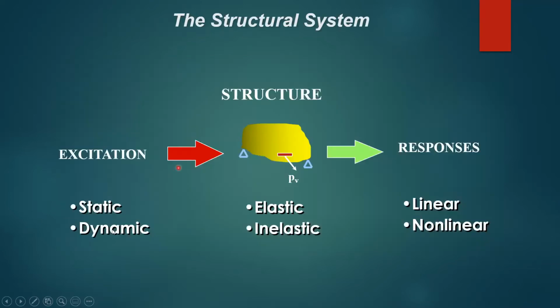It's a combination. Let me draw a row for you. Static can be like this, inelastic, and can be linear. Also, the dynamic can be elastic and can be nonlinear. So it's like a combination. It can be static, elastic, nonlinear. It can be dynamic, inelastic, linear. So this is what I want to explain. Okay, let me undo this.